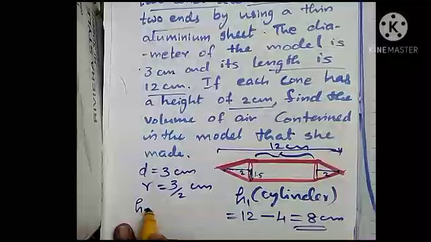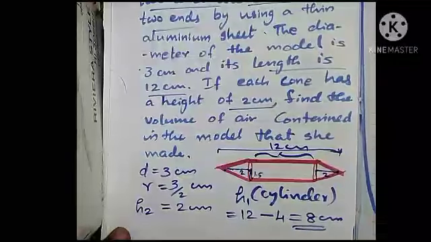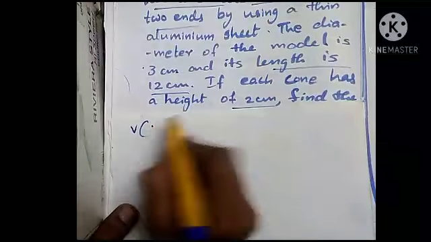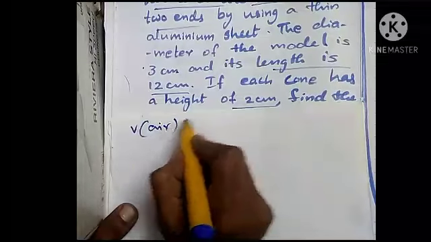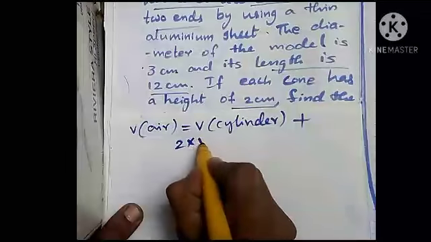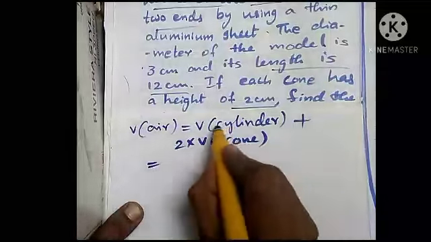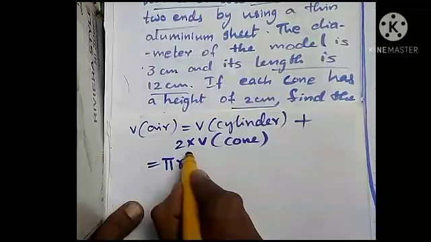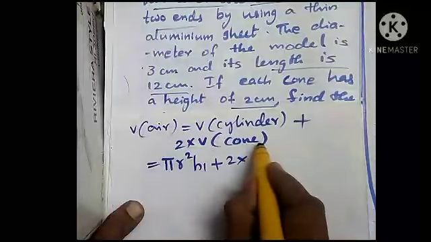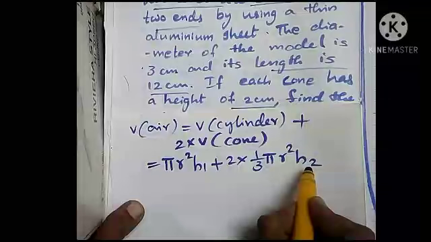Now height of the cone it is given, that we can name as h2. That is 2 centimeters. Now we are going to find the volume of the model. Volume of the model, or we can say volume of air, equal to volume of cylinder plus what? 2 into volume of cone. Now what's the formula for finding volume of cylinder? Pi r square h. So here h1 we can select because height of the cylinder we can select as h1, plus 2 into volume of cone means 1 by 3 pi r square h2. Here the height of the cone we can select as h2.